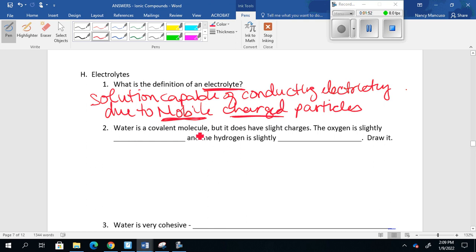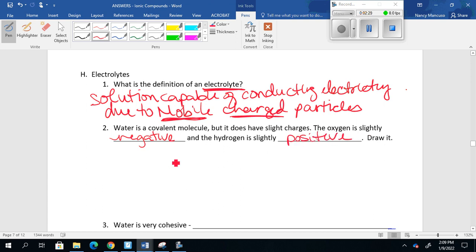All right, so water is a covalent molecule, but it does have slight charges. We've been talking about ionics and the charges they have, the positive metals and the negative nonmetals, because of that transfer of electrons. But now we're going to talk about water. What does water have to do with any of this? Water is covalent, meaning it has no metals in it. It is simply made up of non-metal atoms, but the oxygen is slightly negative and the hydrogen is slightly positive.